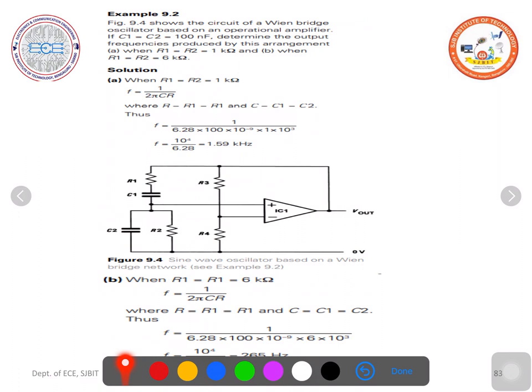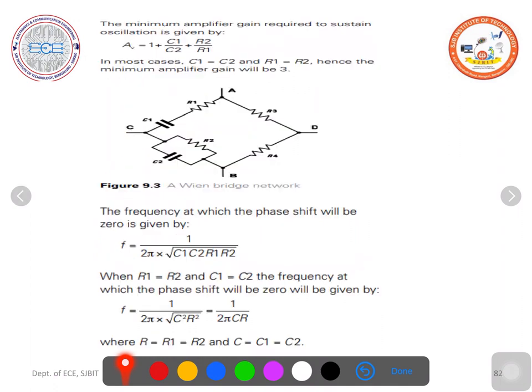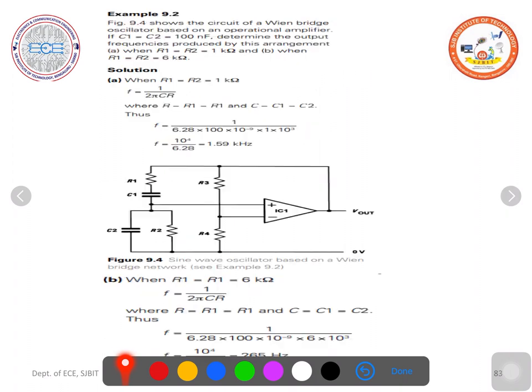Let us take a simple example. This is a Wien bridge oscillator, rewritten. This is the same as this network, but it is rewritten like this. So this provides 0 degree phase shift. So this is connected to an amplifier. You can see an operational amplifier, which provides 0 degree phase shift. 0 plus 0, it is 0. So there is a positive feedback, so it produces oscillations. So this figure shows a Wien bridge oscillator based on the operational amplifier.